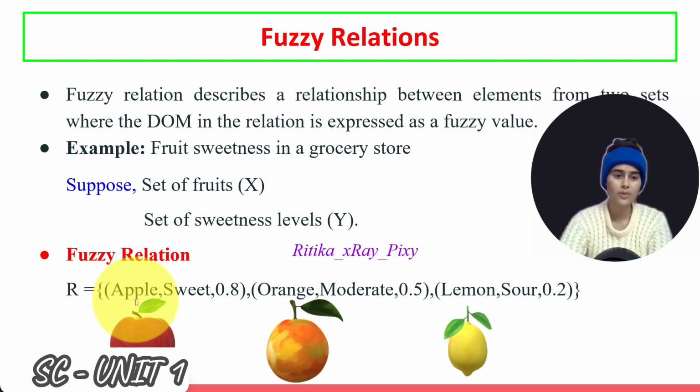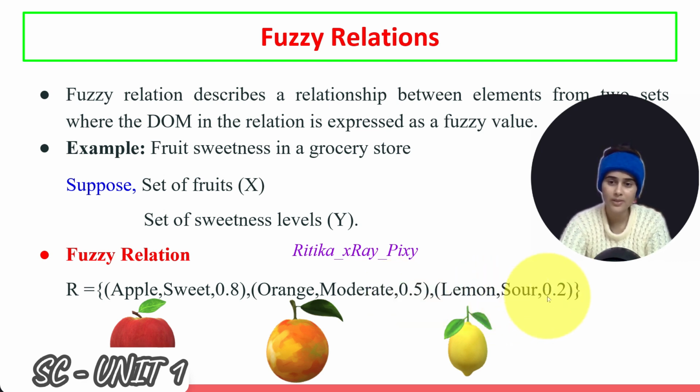In this fuzzy relation, apple is considered sweet with a high degree, that is 0.8. Orange is considered moderately sweet with a degree of 0.5. And lemon is considered sour with a low degree of membership, that is 0.2. So among all, the sweetest is apple with 0.8.